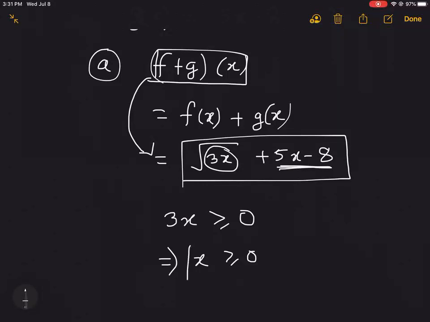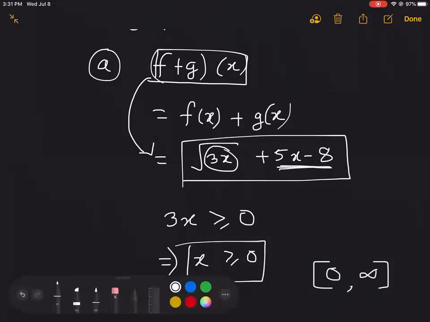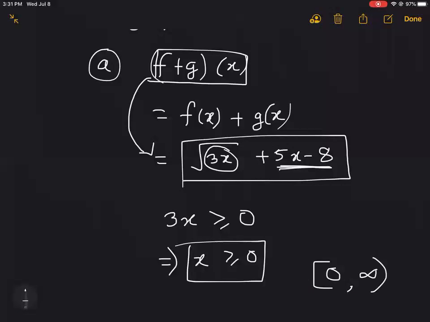Okay, so your domain should be x greater or equal 0, or you can write like this. Depending on the question, if your question wants you to write using the interval sign, you have to write like this. Otherwise, I think you can write like this, however your question wants you to do.